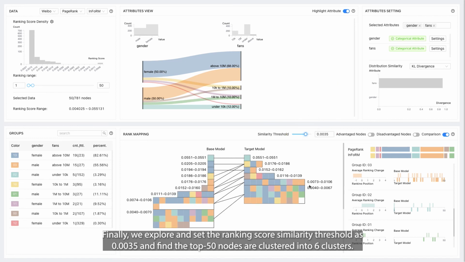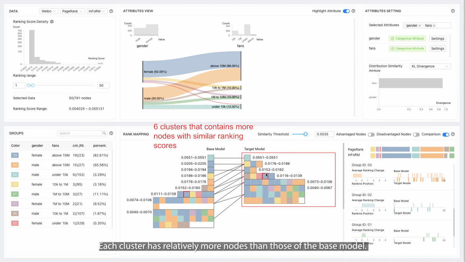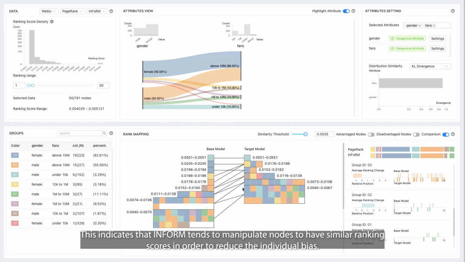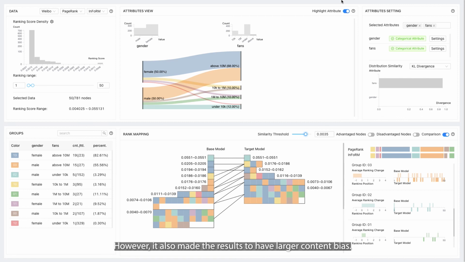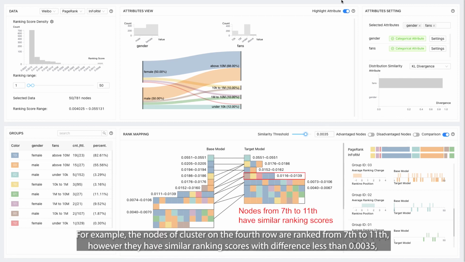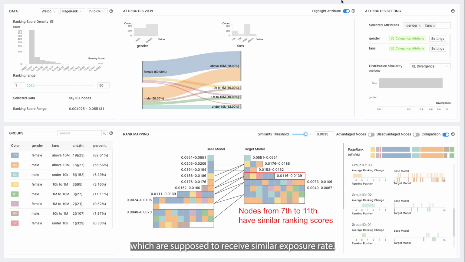and find the top 50 nodes are clustered into 6 clusters. Each cluster has relatively more nodes than those of the base model. This indicates that Inform tends to manipulate nodes to have similar ranking scores in order to reduce the individual bias. However, it has also made the results to have larger content bias. For example, the nodes of the cluster on the 4th row are ranked from 7th to 11th. However, they have similar ranking scores with differences less than 0.0035, which are supposed to receive similar exposure rates.